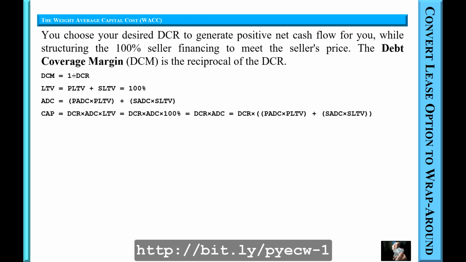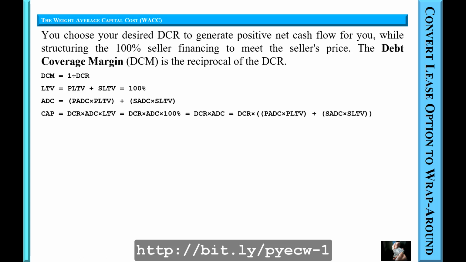The cap is equal to debt coverage ratio times annual debt constant times loan-to-value equals debt coverage ratio times annual debt constant times 100%. 100% is just the value 1, so that is equal to DCR times ADC, which is equal to DCR times the quantity, the product of primary ADC times primary loan-to-value plus the product of secondary ADC times secondary loan-to-value.